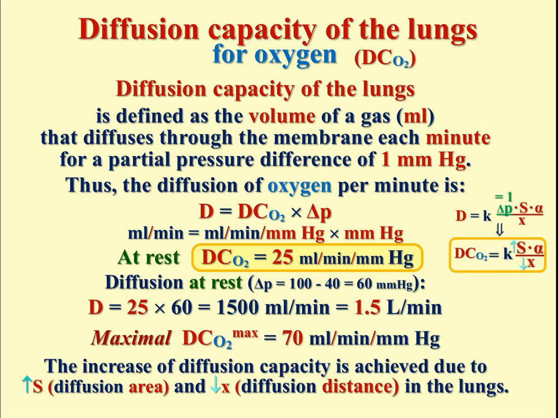As for the alpha solubility coefficient, under normal conditions, it is standard. It can be increased when the total atmospheric pressure increases, like in barometric chambers. But under normal conditions, it is a standard value. So the basic change of the diffusion capacity is achieved by a higher surface area available for diffusion and a lesser diffusion distance.